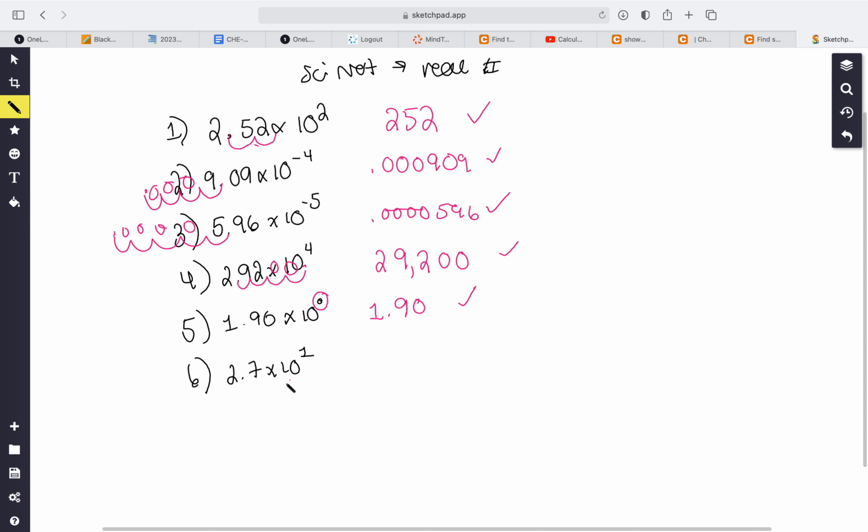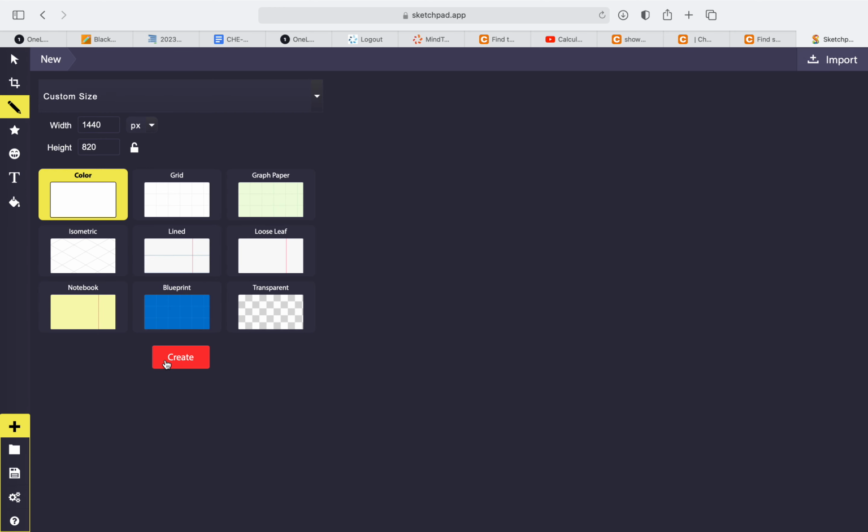Cool. Okay. So the next one is we're moving the decimal over 1 time. Boop. 27. Another way you can think of this is that anything to the power of 1 is itself. So 2.7 times 10 is 27. That's another way to think of it for those quick ones like that. Or you can even look here, be like, alright, moving it over once, boom, done.